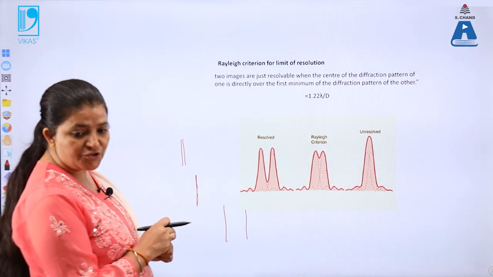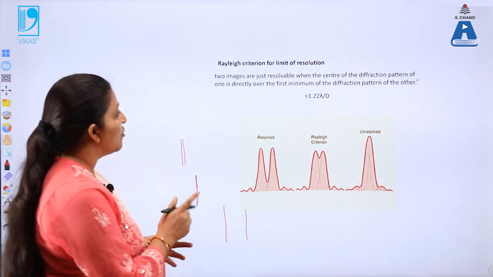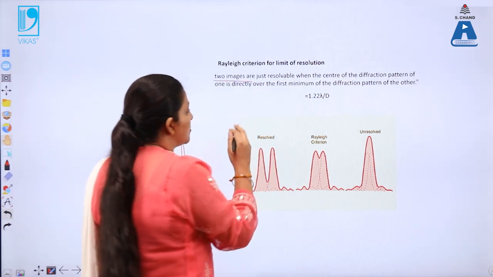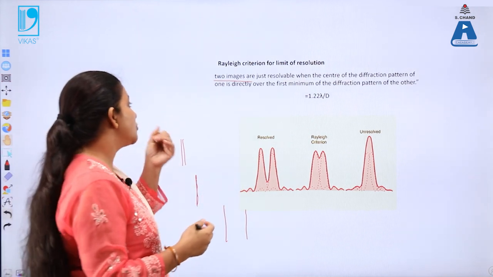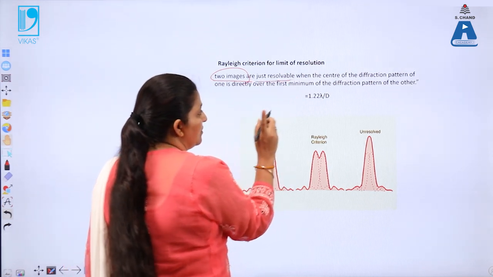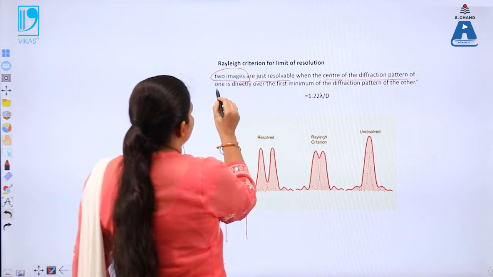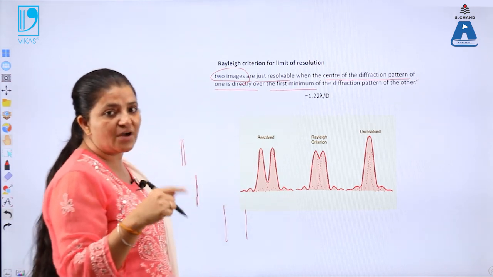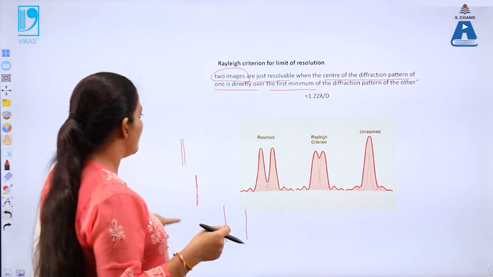So according to this, we are able to resolve the two things, or the two materials or the two images, because we are seeing here the 2D image or the 2D picture of the things. The two images can be just resolved when the main condition is that the central maxima of the diffraction pattern of one falls on the first minima of the diffraction pattern of the other. That means we are able to resolve these things.